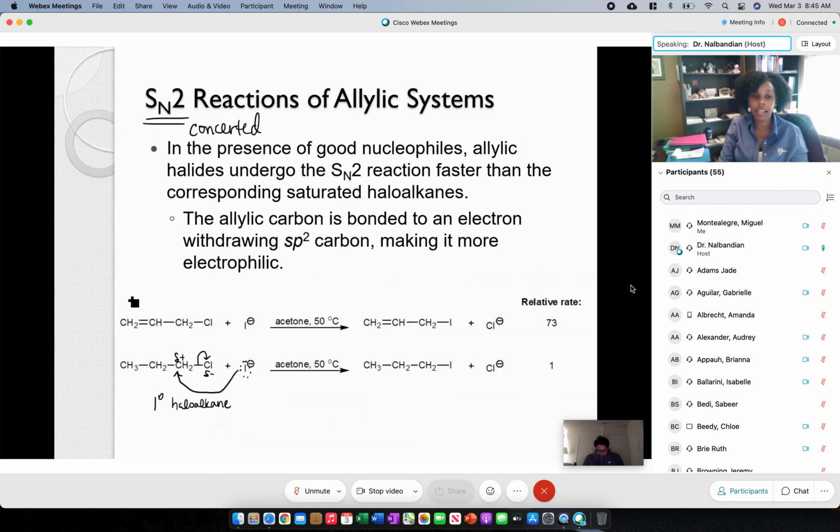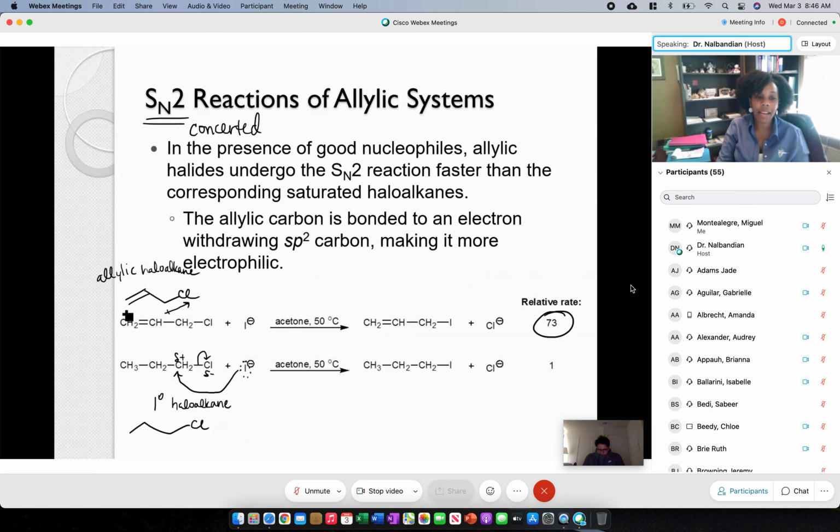If we change that from being just a regular primary haloalkane to being now an allylic haloalkane, it's still primary. Look at how much faster the rate is. The exact same reaction, but now the rate is 73 times faster. 73 times faster. Why? Well, as I said, partial positive on the carbon, partial negative on the chlorine. We're pulling electron density toward the chlorine.